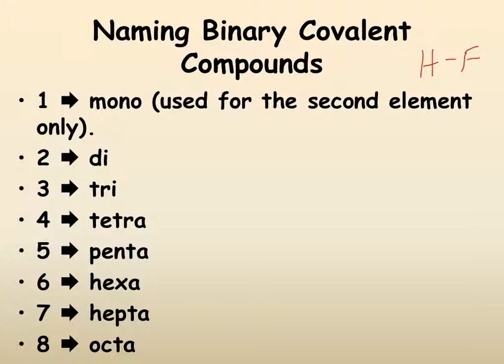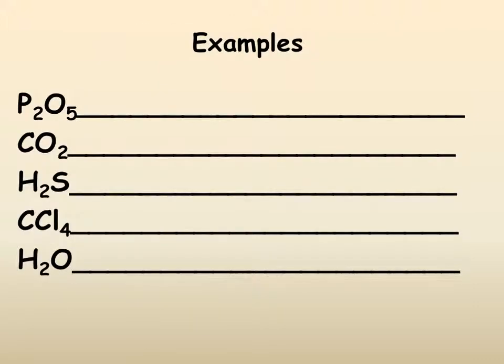So let's go through a couple examples. See if you can name these on your own beforehand, and then I'll go through and write the answers in. So we have 2 phosphorus and 5 oxygen. Both of those are bigger than 1, so we have to include a prefix. So it's going to be diphosphorus pentaoxide.